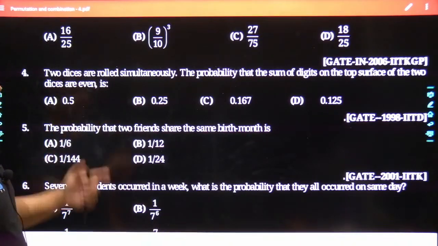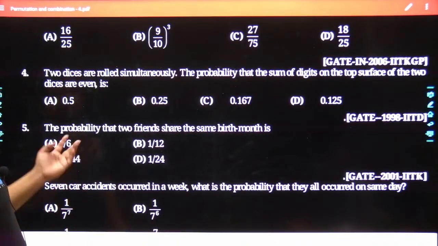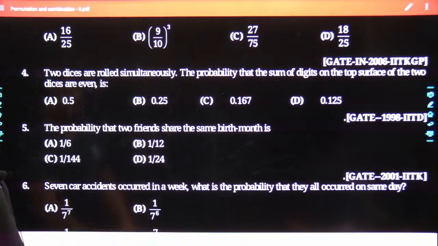The problem has appeared in the year 1998. The problem was framed by IIT Delhi. The probability that the two friends share the same birth month is 1 by 6, 1 by 12, 1 by 144 and 1 divided by 24.